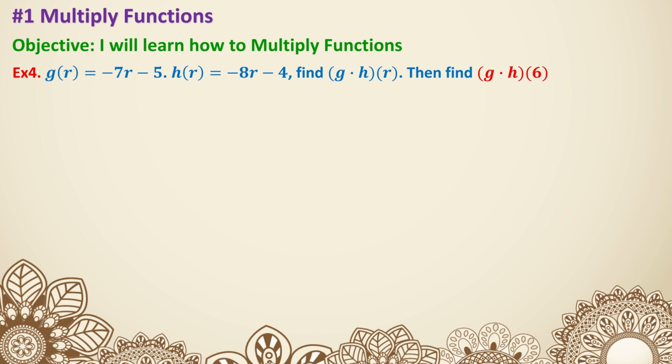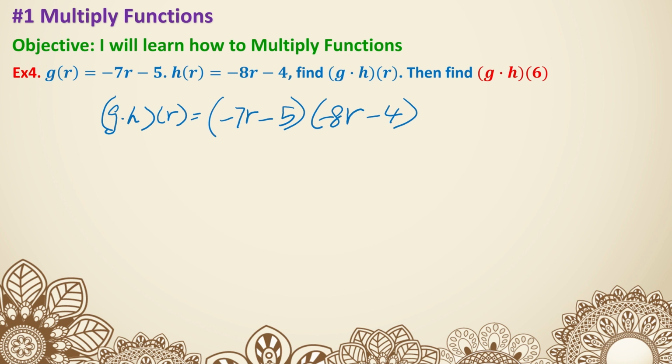Moving on, example 4. You can pause here and try this using the string method. Hopefully you have tried. Let's have a look. So g times h of r, let's set it up first. First function is negative 7r minus 5. Second function is negative 8r minus 4.